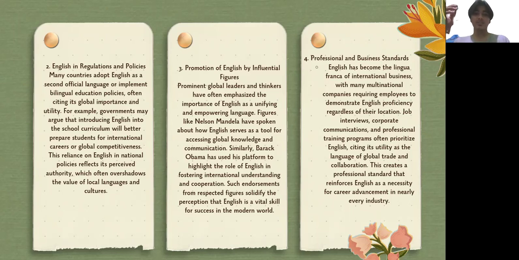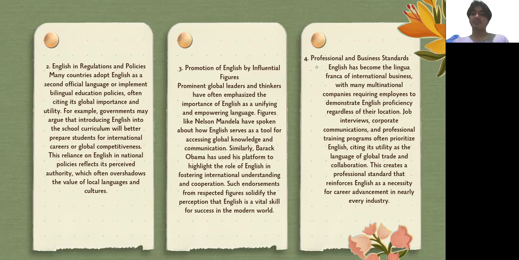The third is promotion of English by influential figures. Prominent global leaders and thinkers have often emphasized the importance of English as a unifying and empowering language. Figures like Nelson Mandela have spoken about how English serves as a tool for accessing global knowledge and communication. Similarly, Barack Obama has used his platform to highlight the role of English in fostering international understanding and cooperation. Such endorsements from respected figures solidify the perception that English is a vital skill for success in the modern world.